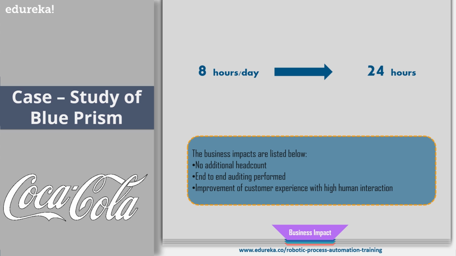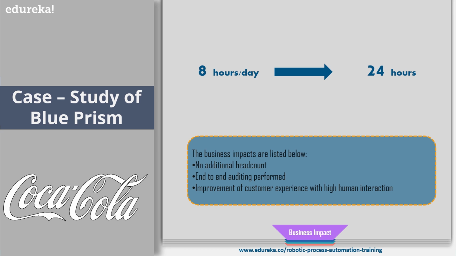Now, apart from this, the other business impacts observed were that there was no need of additional headcount, so the manual workforce was reduced. There was end-to-end auditing performed on each and every change that occurred, and it also improved the customer experience with high human interaction, right? Instead of humans handling data every day and just performing data entry tasks, the manual workforce of Coca-Cola started harnessing their talents by improving the human interaction, right? So that's how, folks, Coca-Cola benefited by using Blue Prism.